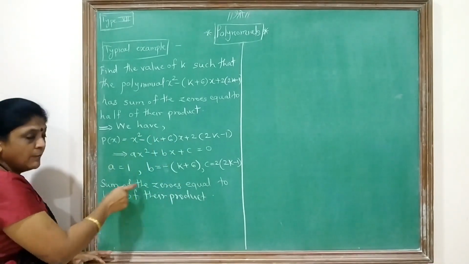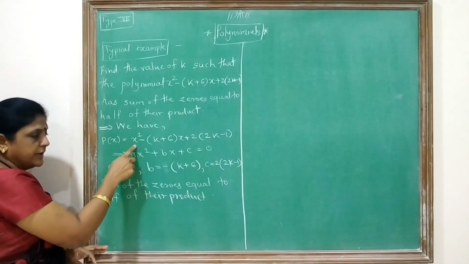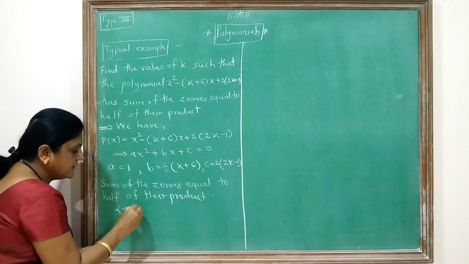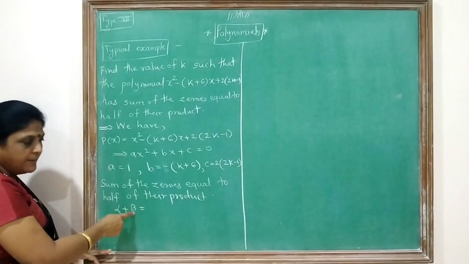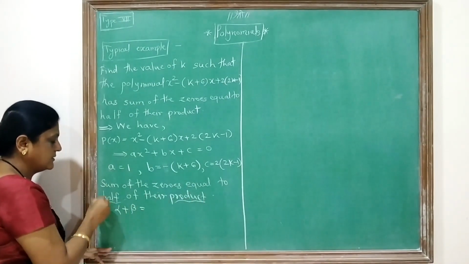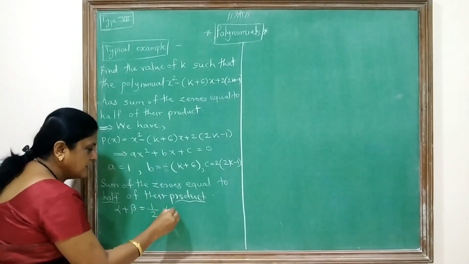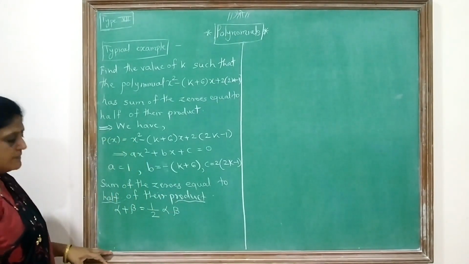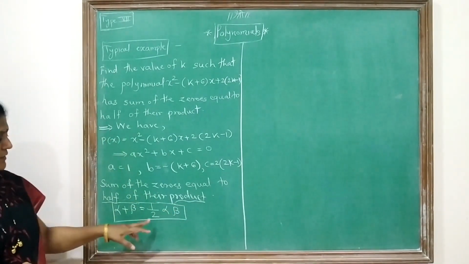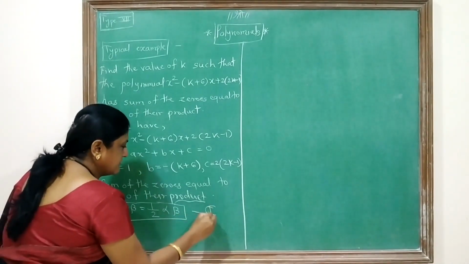Sum of the zeros means what? Here a quadratic polynomial is present. Then you will write here alpha plus beta. Sum of the zeros means alpha plus beta equal to half of its product. Half means you will write here one half. Product means alpha beta. So your equation is alpha plus beta equal to 1 half alpha beta. This is your first equation.